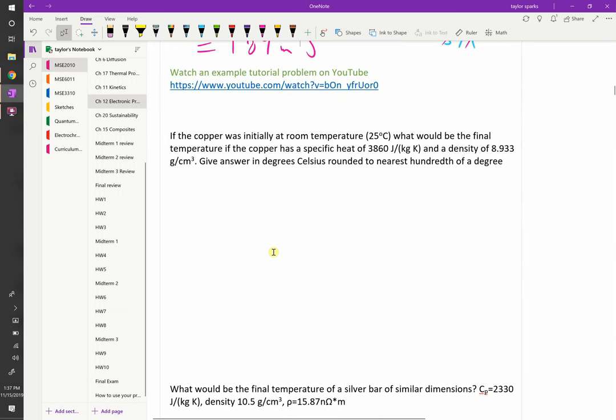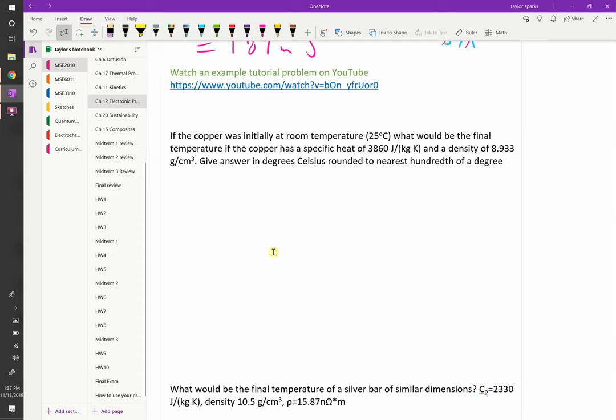How about this one? If the copper from the previous experiment was initially at 25 degrees Celsius, what would be the final temperature if copper has a specific heat of 3,860 joules per kilogram K and a density of 8.933 grams per centimeter cubed? Give the answer in degrees, rounding to the nearest hundredth of a degree.